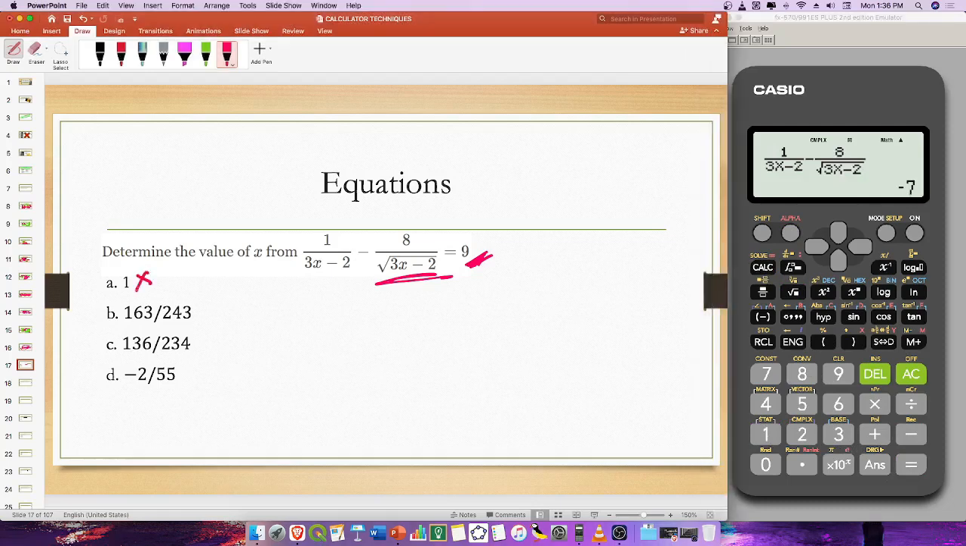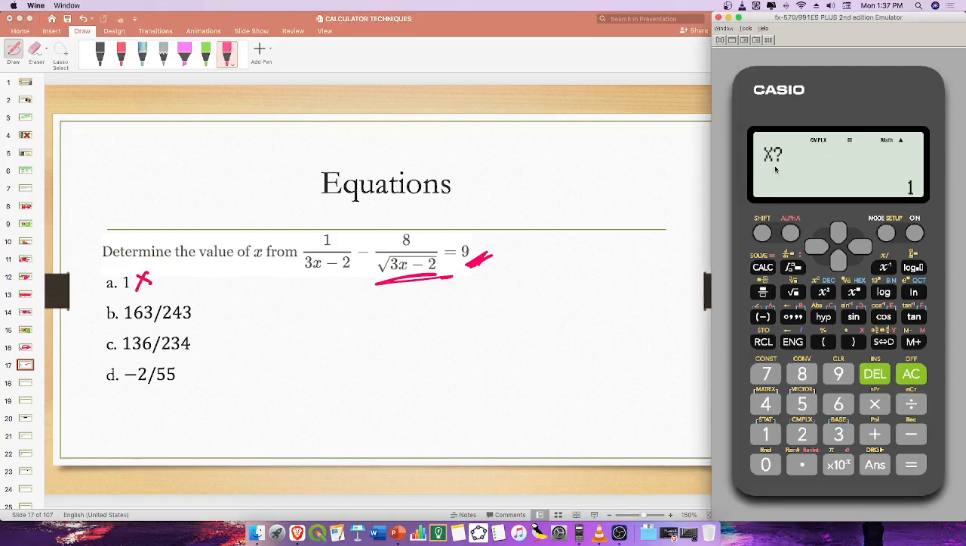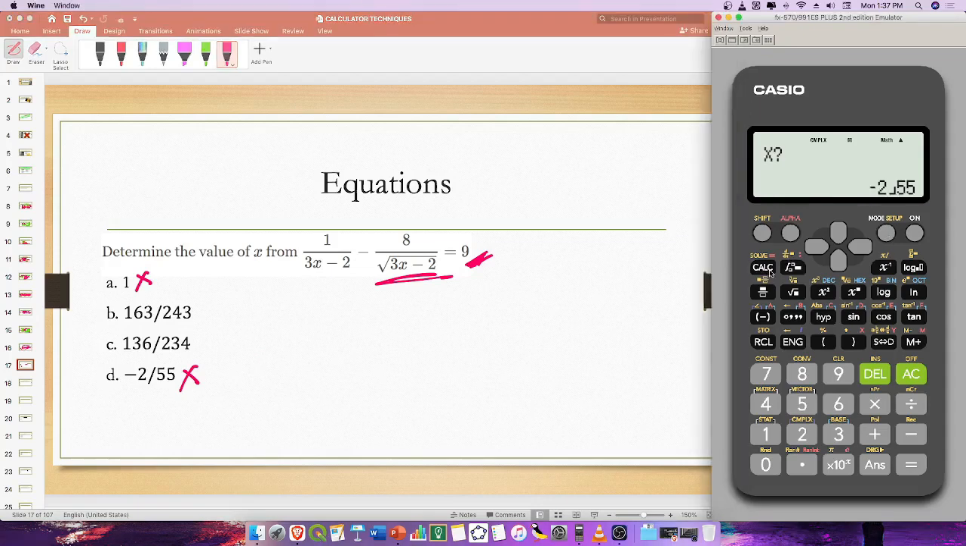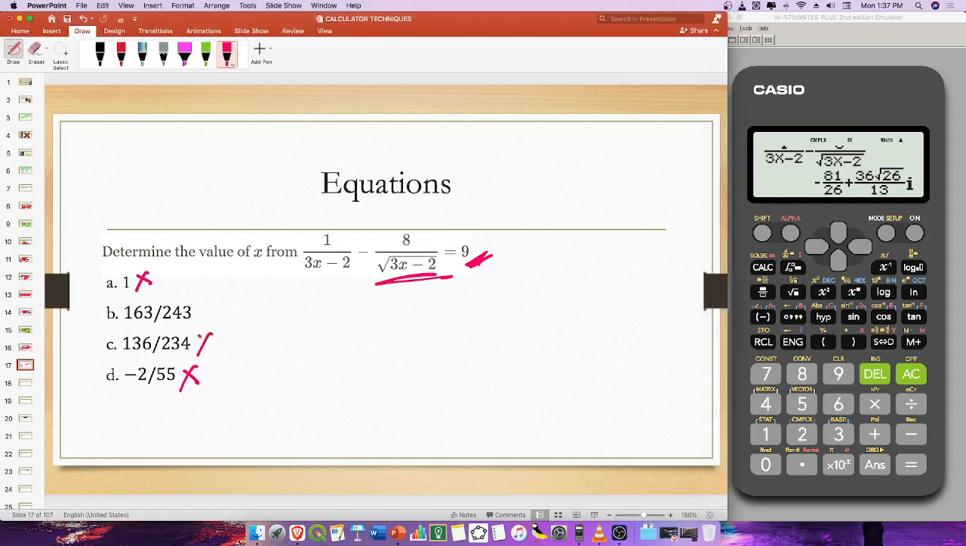Okay. Let's try letter D. 2, negative 2 over 55 equals. Okay, that will give you a complex number. This is also wrong. Again, calc function. This time I will have 136 divided by 243. And the result is also a complex number, which is also wrong.